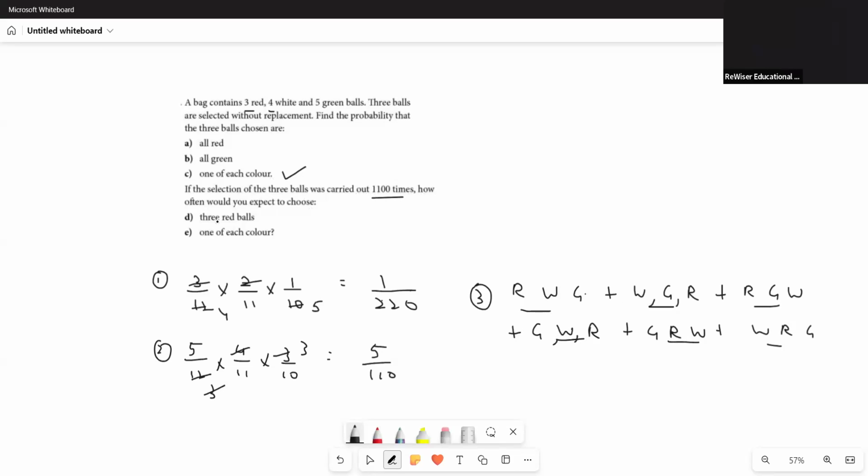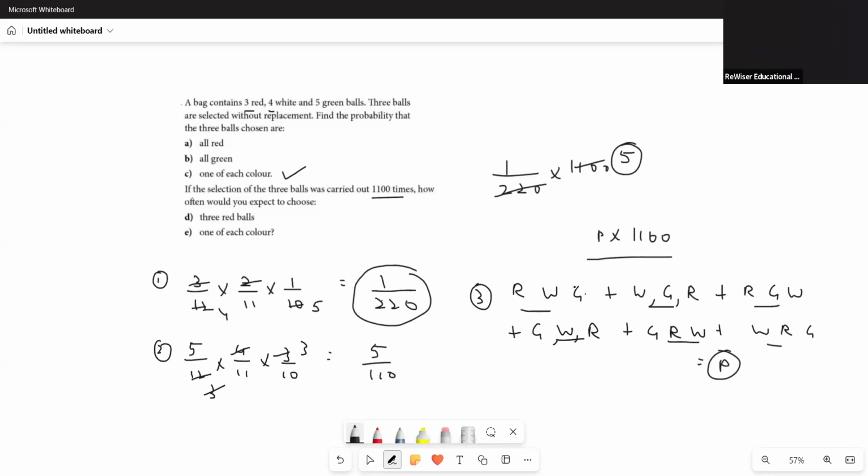Now, the selection of the 3 balls was carried out 1100 times. How much would you expect to choose 3 red balls? So this is the probability, so if it's carried out 1100 times, that means 1 by 220 into 1100. So that literally means we are expecting 5 times for the 3 red balls to occur. And similarly, whatever probability value we get, we have to multiply it with 1100. So this is how we go for these types of probability. I'll give you a minute to note this down.